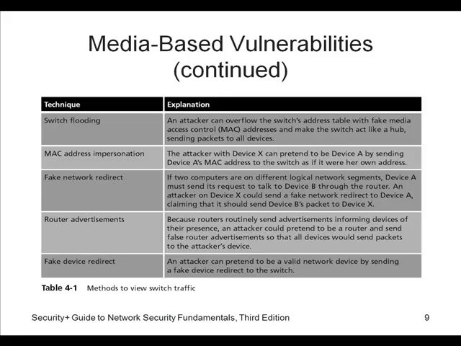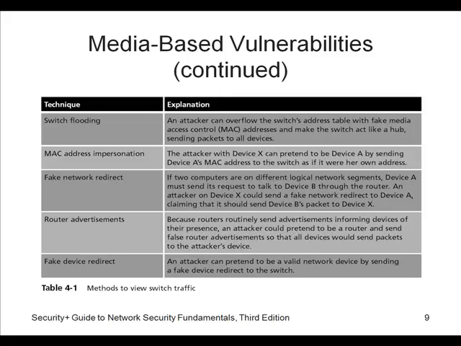Fake network redirect. Two computers on different logical network segments. Device A must send its request to talk to device B through a router. An attacker on device X could send a fake network redirect to device A claiming that it should send device B's packet to device X. This is just intercepting or hijacking a TCP connection so that you send the stuff here. A number of different ways to get those things.